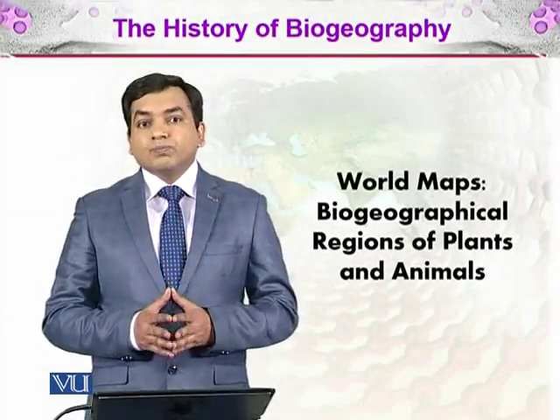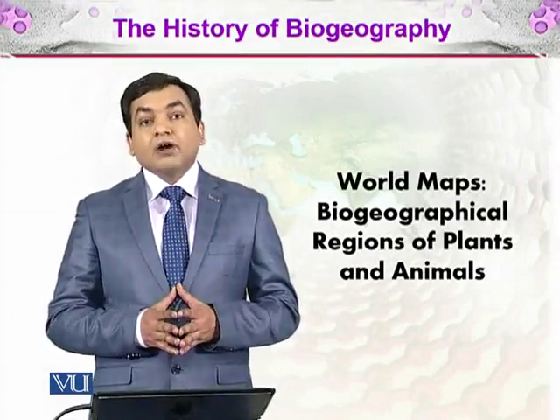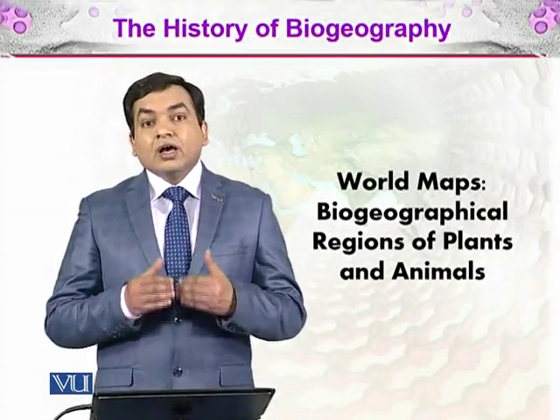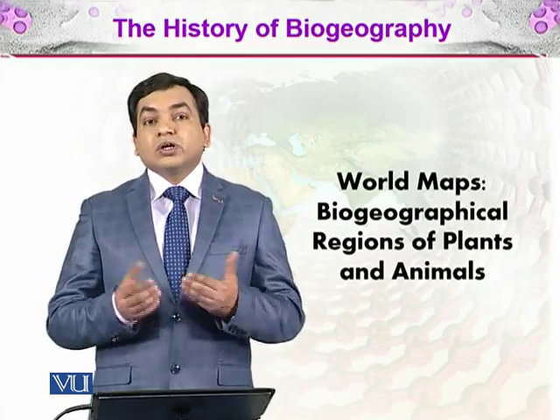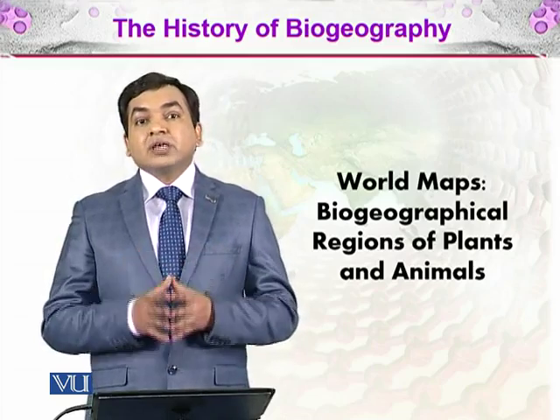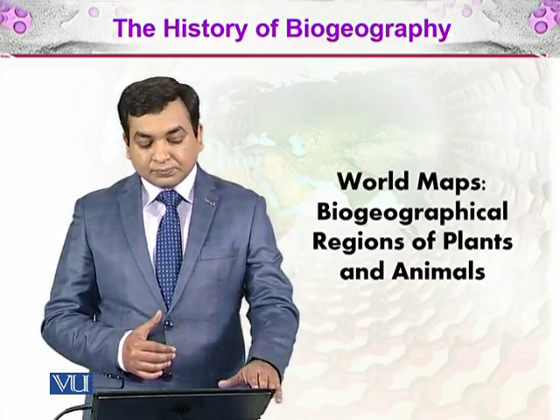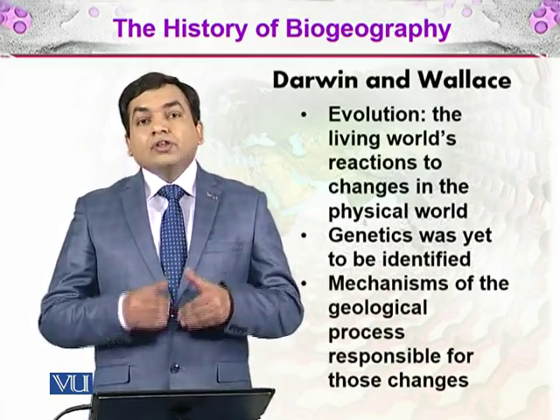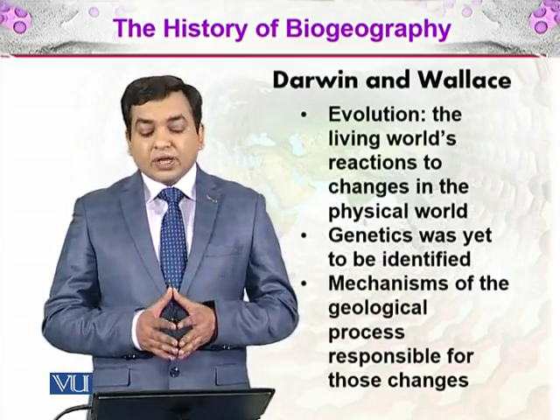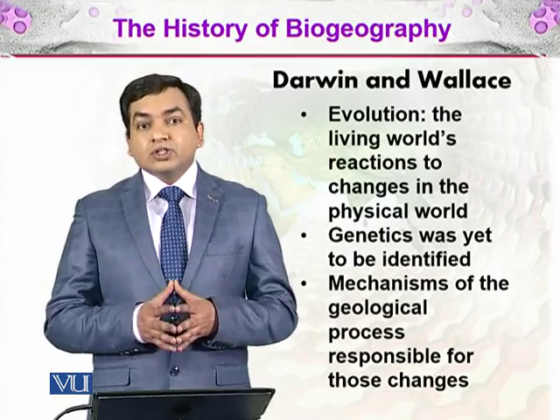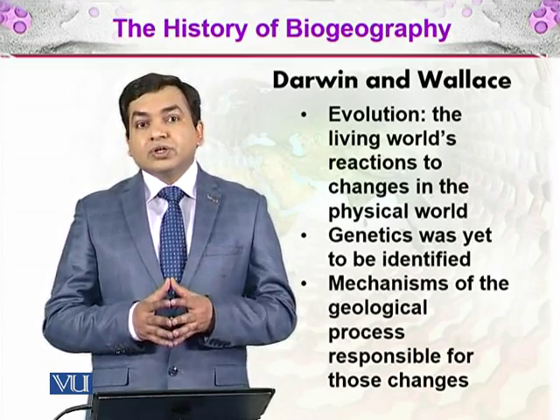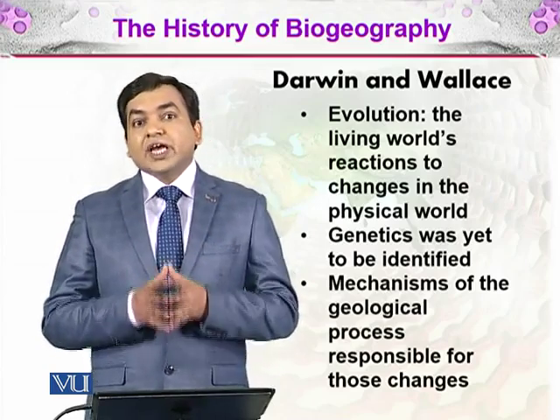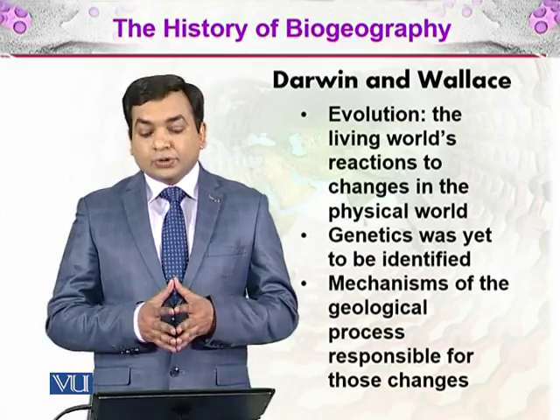In the history of biogeography, we will be talking about the world maps, which are the biogeographical regions of plants and animals which were devised by different scientists in the past. Thanks to Darwin and Wallace, evolution was consolidated as the plausible theory in the history of paleontology as well as biogeography.